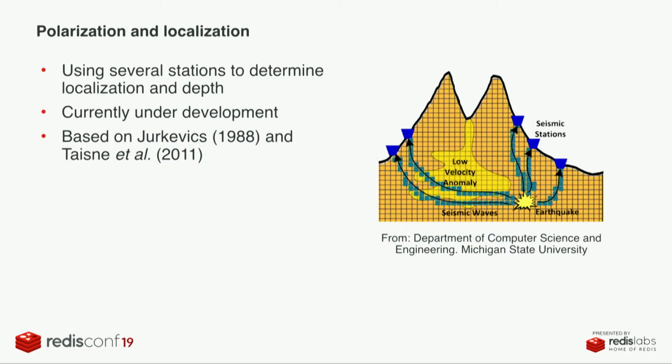Also, this is currently under development: using the information of several stations to determine the specific location of the energy that comes from the volcano and the depth of this energy. In this picture, we can see that we have several seismic stations, and if we detect the energy, we could identify where the earthquake is, or where the energy related to this specific activity or event is. It's based on Yorkevitz and Taisne, which are more recent papers.